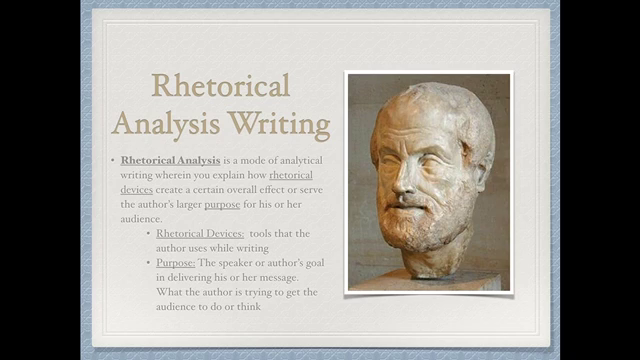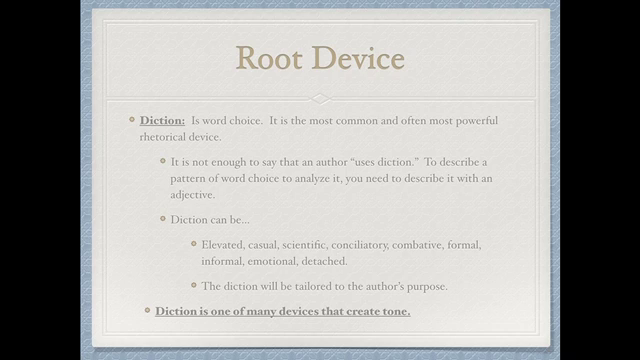And here we have also a picture of Aristotle's head, in case you're wondering what his head looks like. So the first rhetorical device that we'll talk about is diction. And this is the simplest, and it's often the most powerful. Diction is simply word choice. It's the words that an author chooses to employ. So what we're looking for when we talk about diction is not a single word, but a pattern of word use.